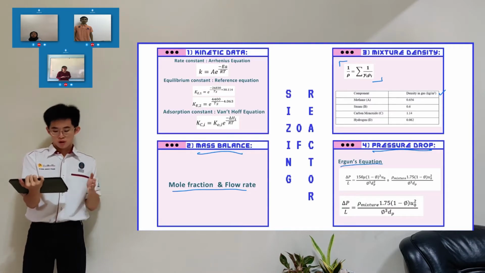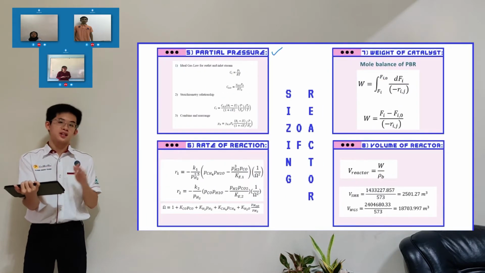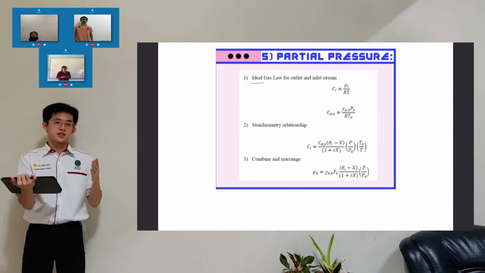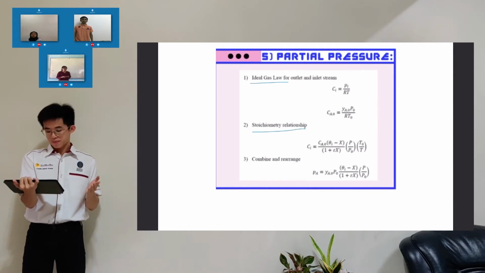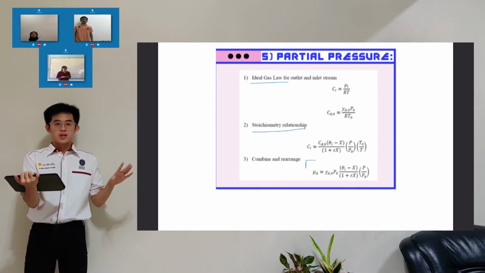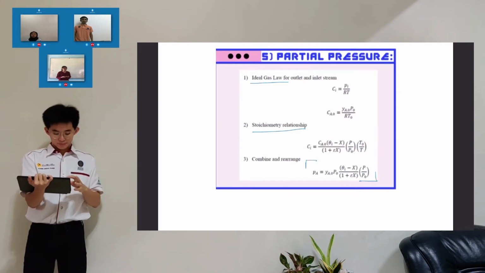With the pressure drop, we can then find the partial pressure of each species in each stream. By combining the ideal gas law and their stoichiometry relationship, we can obtain these final partial pressure formulas.